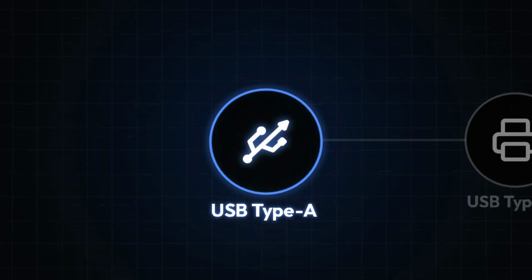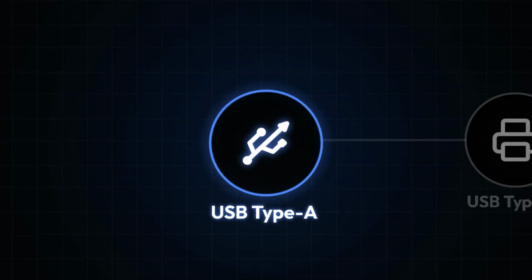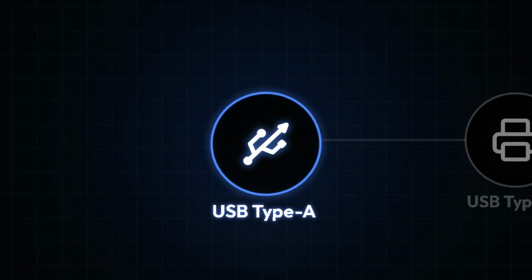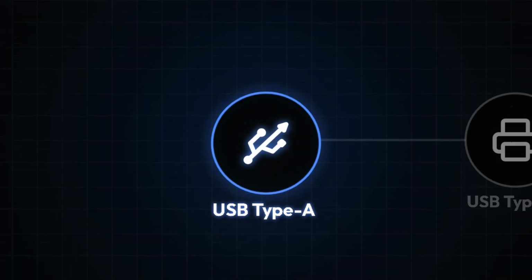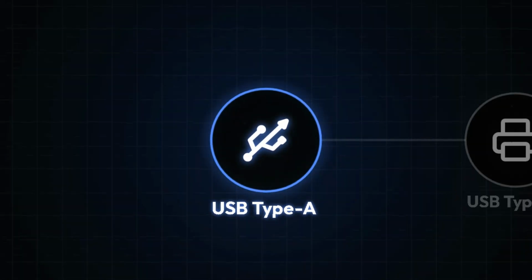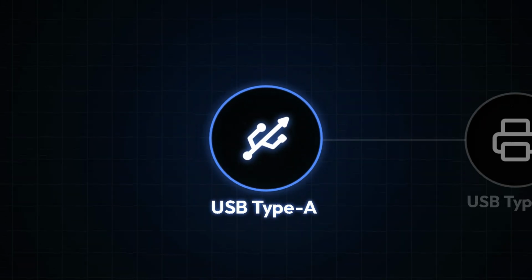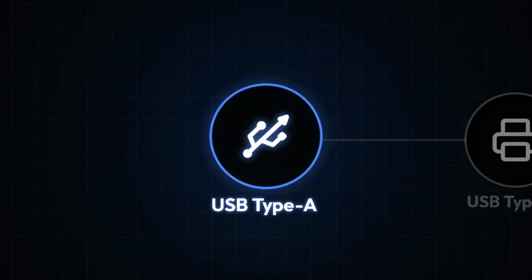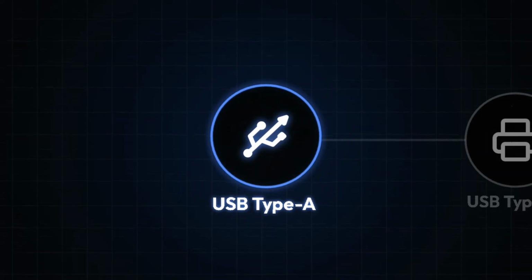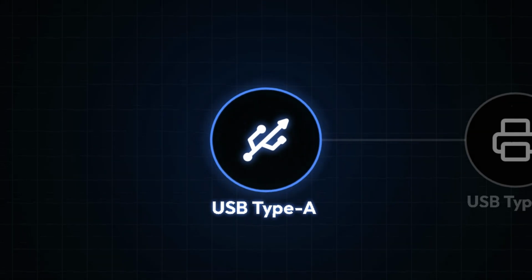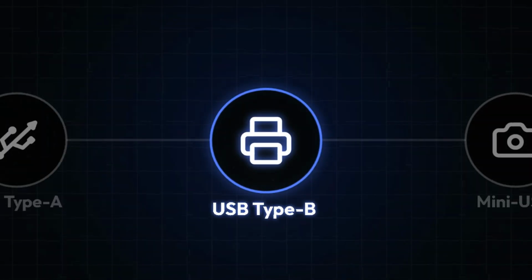USB Type A. This is the rectangular connector that most people recognize as the standard USB plug. It was introduced in the mid-90s as a way to unify the various ports on the back of computers. What makes it unique is its asymmetrical design, which famously requires it to be inserted in a specific orientation. It remains popular because it is the primary interface for power bricks, computers, and cars, serving as the foundation for modern peripheral connectivity.